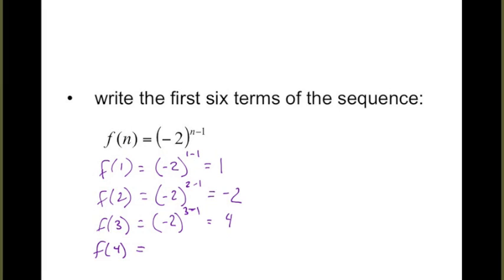Okay, let's try plugging in another term. 4 minus 1 is 3. Negative 2 to the power of 3 is negative 2 times negative 2 times negative 2, which is negative 8. Do we see a pattern now? They're doubling and alternating positive and negative. So what's our next one going to be? Positive 16. And what will follow that? Negative 32. Okay. So if you see a pattern, you can continue it, and if you don't see a pattern, then you just continue plugging in numbers, and that'll create the terms just fine.